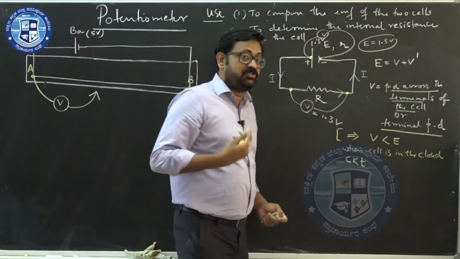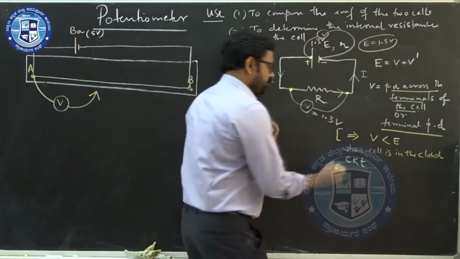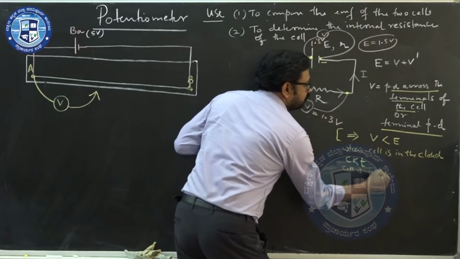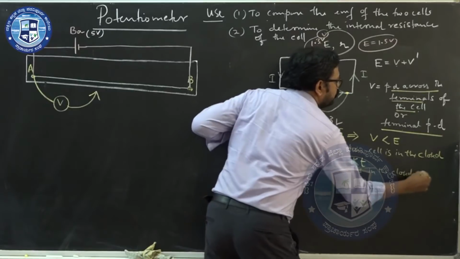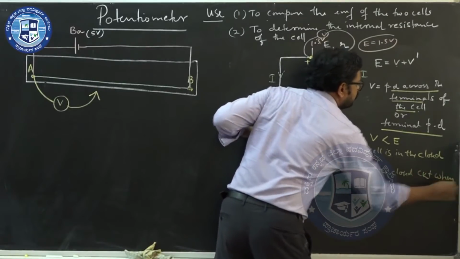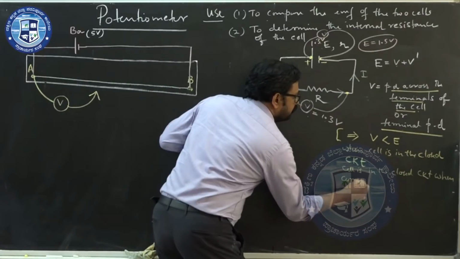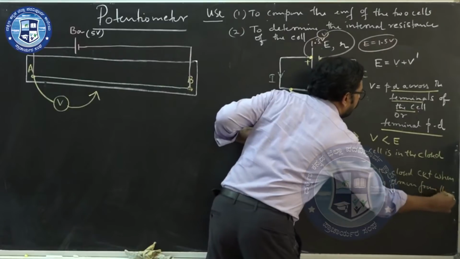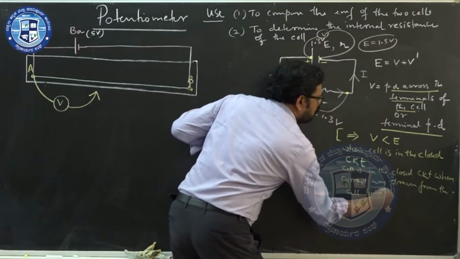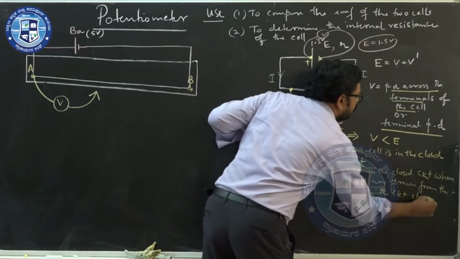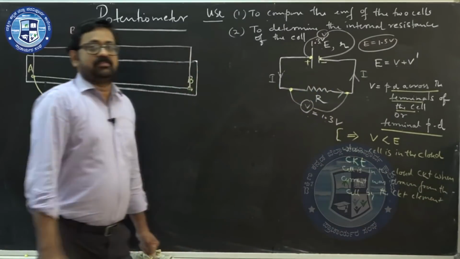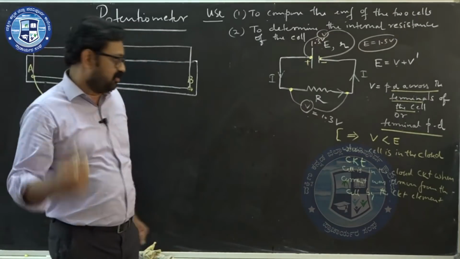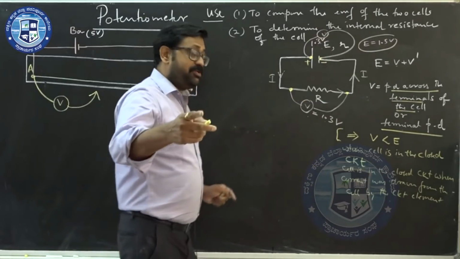Now the question is, when do we say that the cell is in the closed circuit? The cell is said to be in the closed circuit when current is drawn from the cell by the circuit or by the circuit element. One more point you need to remember.